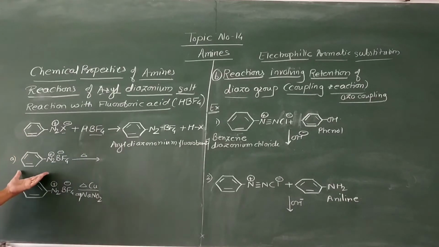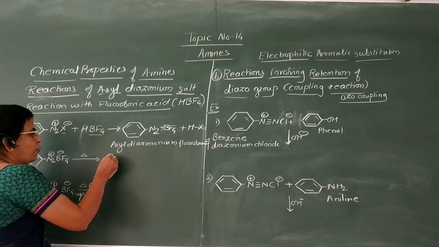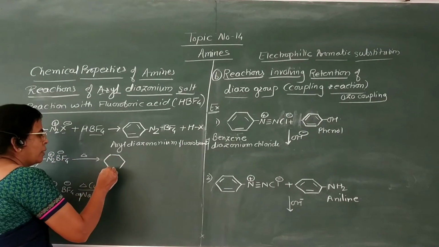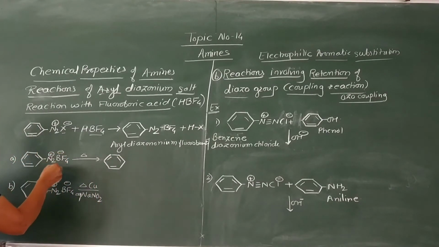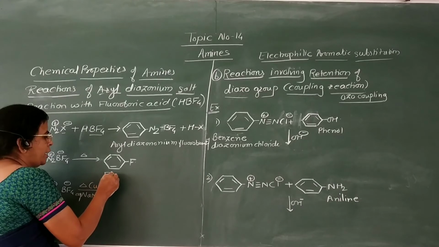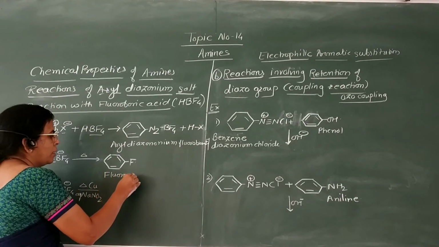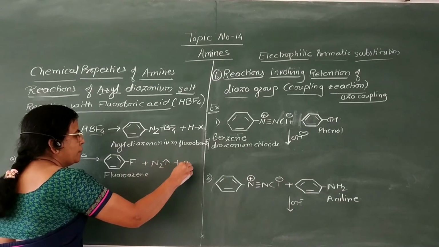Now this aryl diazonium fluoroborate undergoes two types of changes, in which first change, this aryl diazonium fluoroborate, when it is strongly heated, then we will get fluoroarene. That is, this N2BF4 is completely replaced by fluorine to form fluoroarene plus N2 plus BF3.